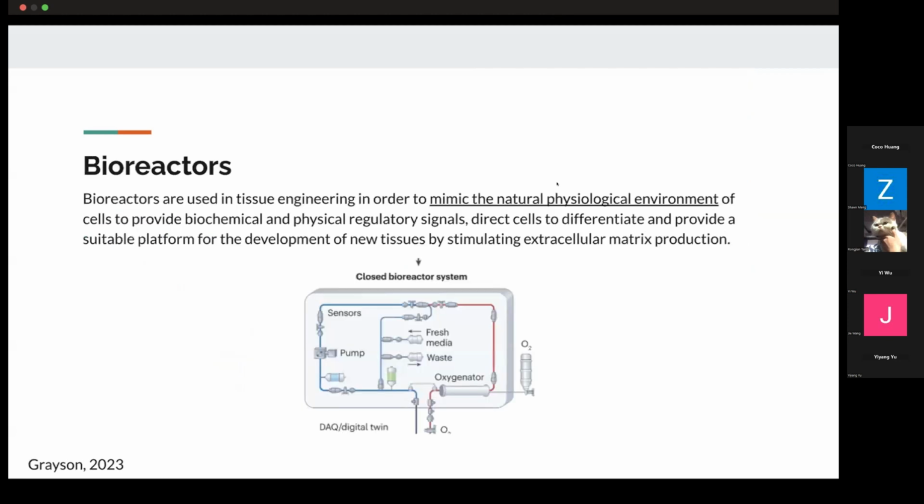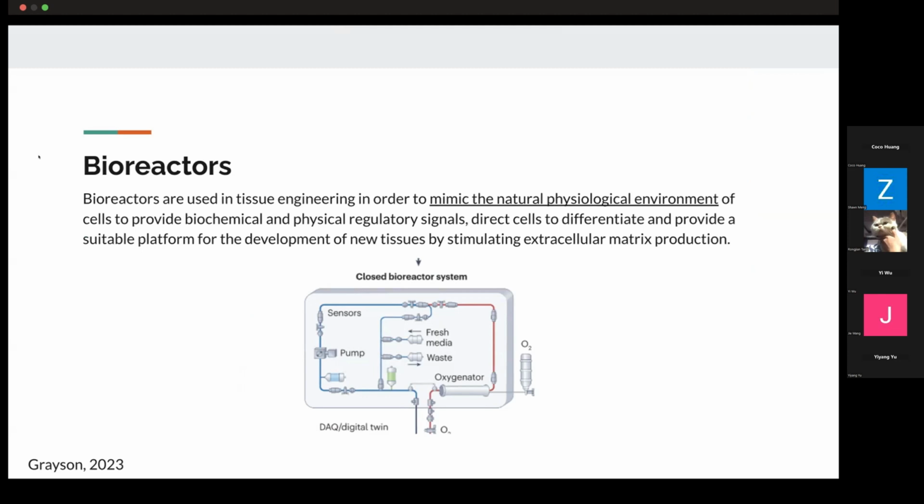And lastly, this topic is very near and dear to me, bioreactors. Bioreactors are used in tissue engineering in order to mimic the natural physiological environment of cells. Just like scaffolding and growth factors, all these engineering compartments or systems are here to help the tissues grow in a very artificial environment, but mimicking the natural physiological environment where the tissues are supposed to grow.